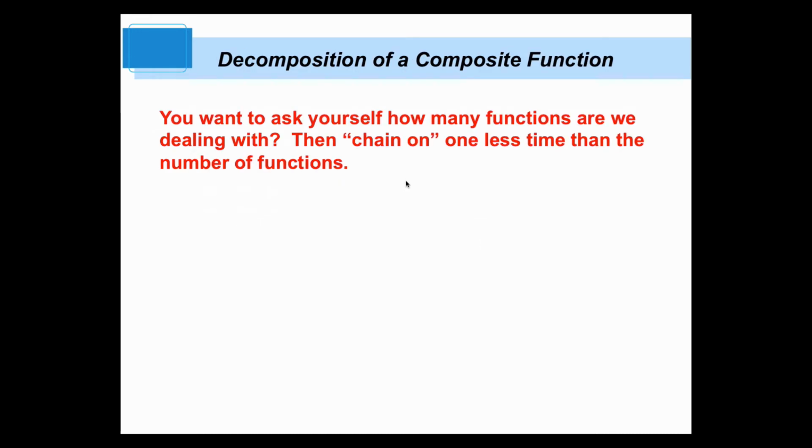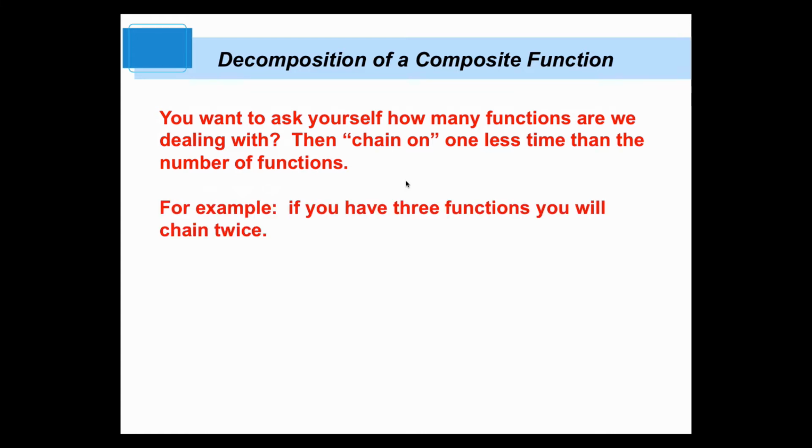This is the key. You want to ask yourself, how many functions are we talking about? How many functions within another function? And then you're going to chain on one last time. So for instance, if my function is based on three functions, you're going to chain twice. And that's important because we will see some functions where you can just keep chaining over and over and over again. And what I mean by chaining is you'll see in a second. You want to be able to identify how long do I go before I stop. Otherwise, again, it's going to be a whole big nastiness.